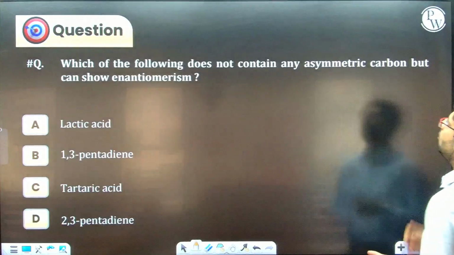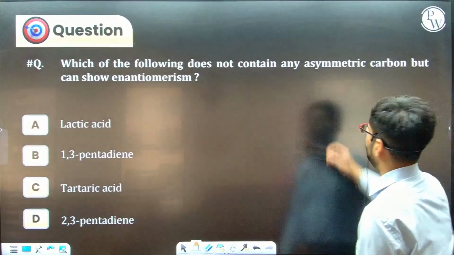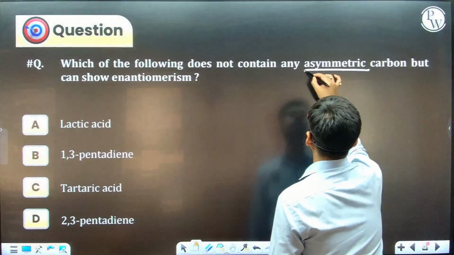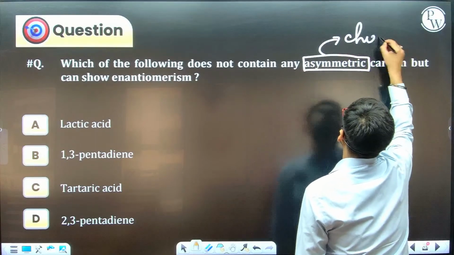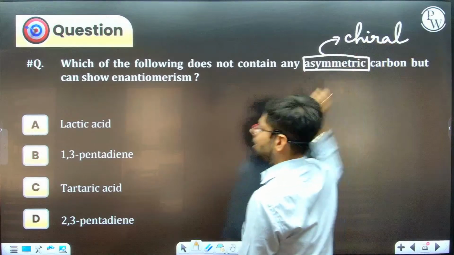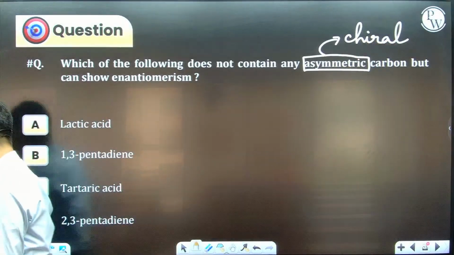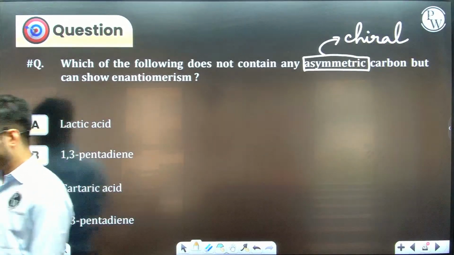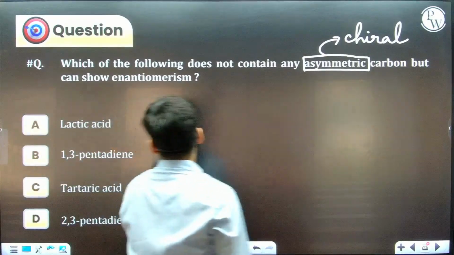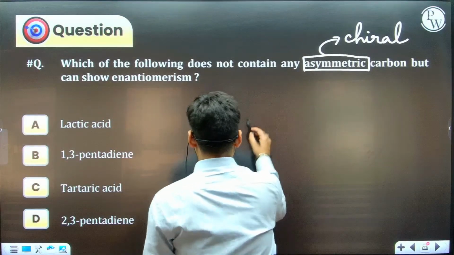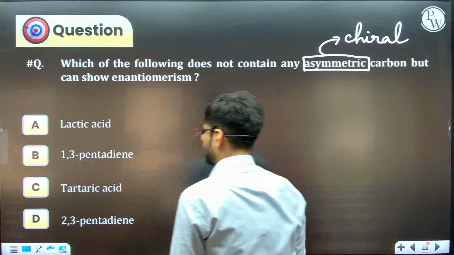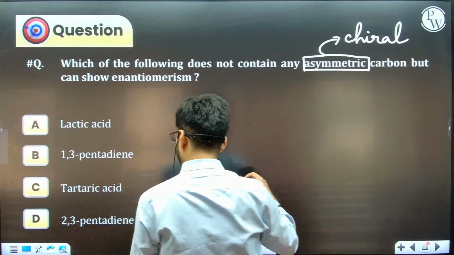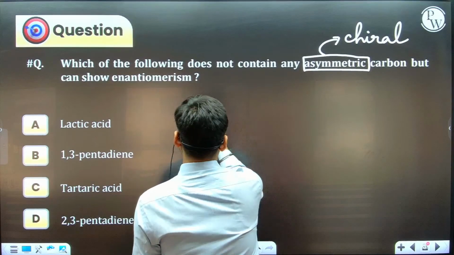Which of the following does not contain any asymmetric carbon but can show enantiomerism? Asymmetric means chiral. Okay, but can show enantiomerism. Okay, so does not contain asymmetric but can show. Let's see. Let's talk about D, 2,3 pentadiene.